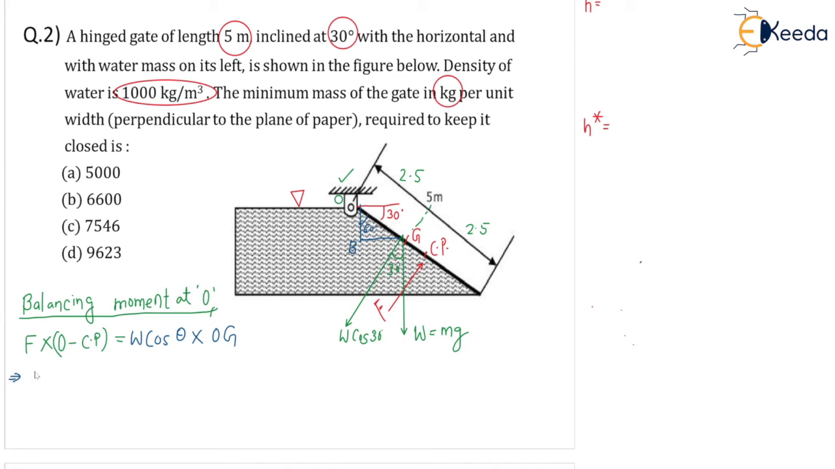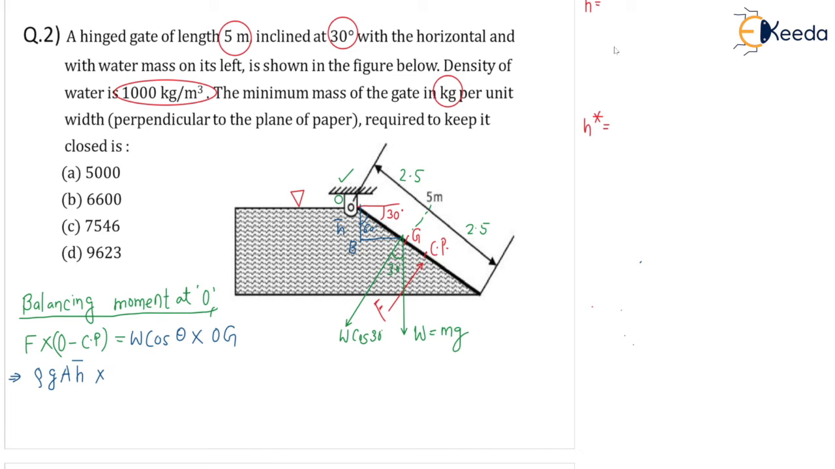Let us say rho. What is the formula of F? Rho G A H bar. You can see rho is given, G is known, area we can find out, H bar is unknown data. So we'll find the H bar value. How to find H bar? Where is H bar? Look at this. O to B distance is your H bar.